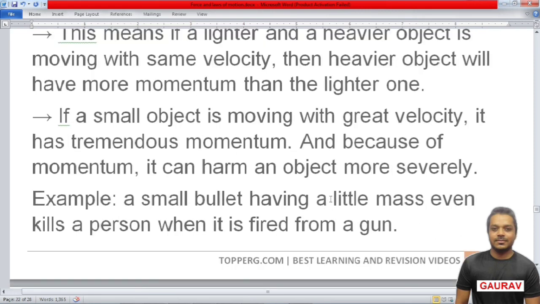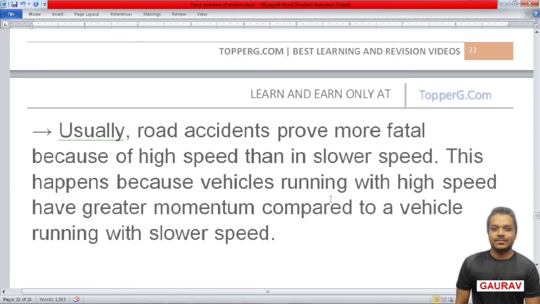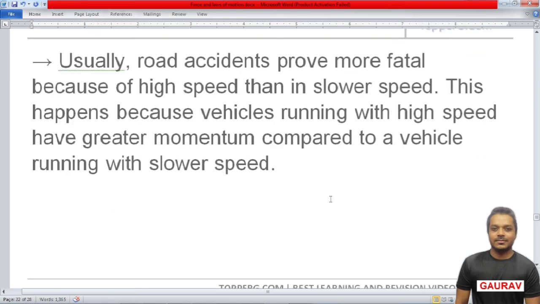If a small object is moving with great velocity, it has tremendous momentum, and because of momentum, it can harm an object more severely. For example, a small bullet having a little mass even kills a person when it is fired from a gun. Usually road accidents prove more fatal at high speed than at slower speed. This happens because vehicles running at high speed have greater momentum compared to a vehicle running at slower speed.